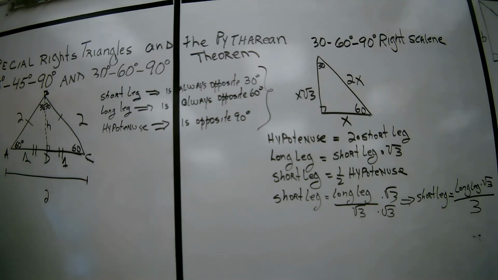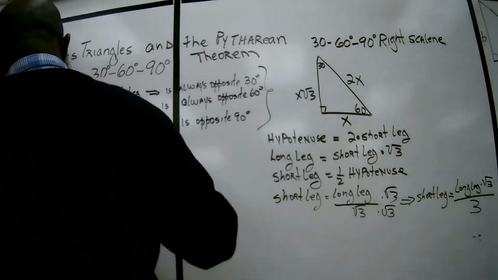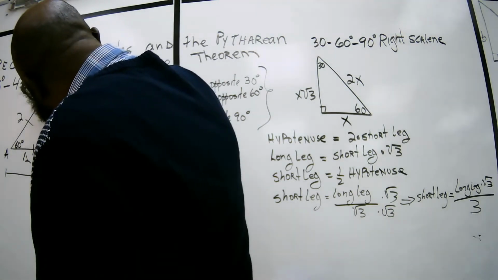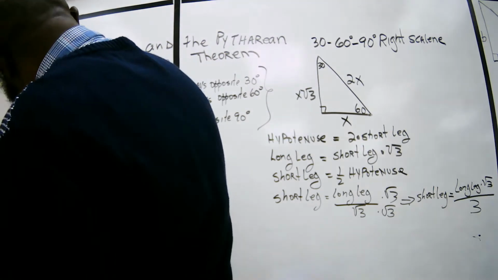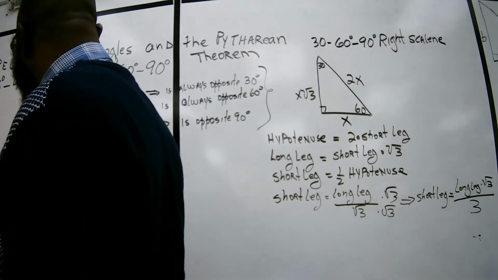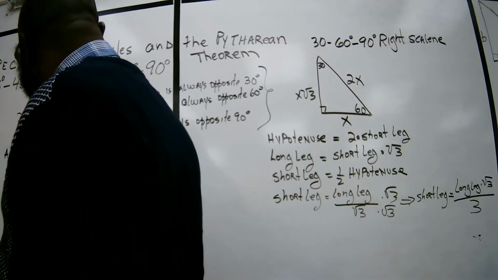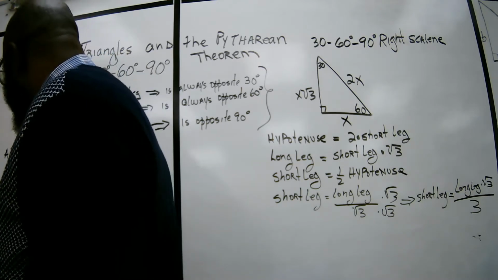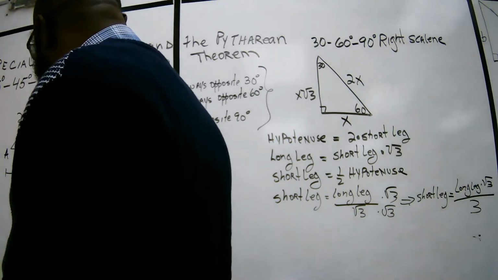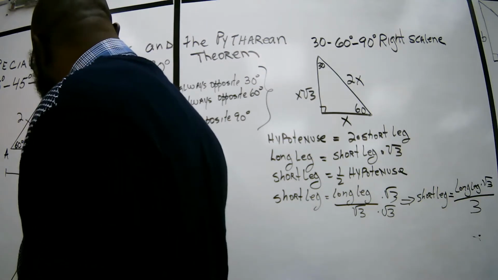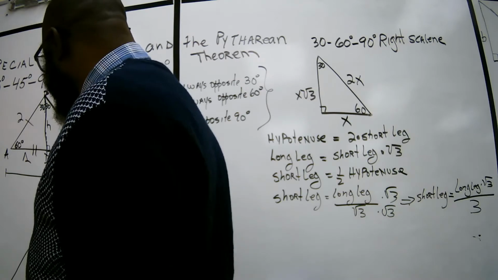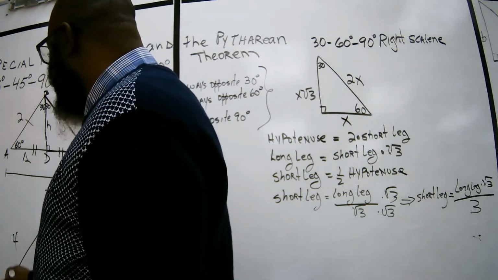There's a special relationship between the short leg and the hypotenuse. Now, you will have to notice that the hypotenuse is 2 units. The short leg is 1 unit. It doesn't matter if I create another triangle. Instead of 2 units, now we have 4 units. This is 4, this is 4, and this is 4.